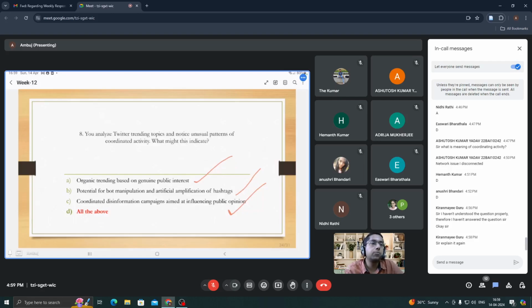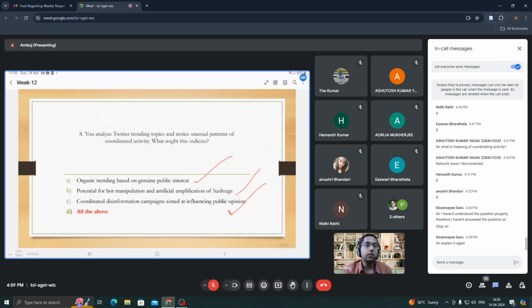Coordinated activity means a lot of users are there, they are in a framework, and they are just increasing the popularity of a particular topic. You are not the only person who is doing it. A lot of people are doing the same thing. Ultimately it is leading to another thing. What this might indicate is that organic trending is happening, a possibility that genuine public interest is growing in this direction, and the reach of that particular topic is increasing.